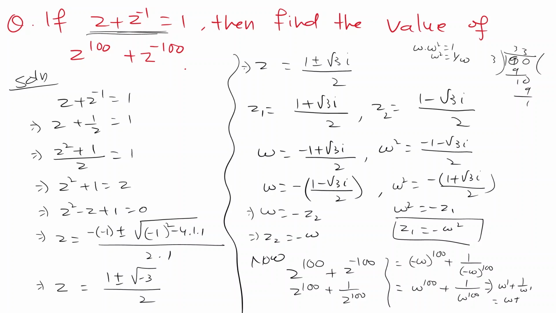So omega plus omega square, and omega plus omega square is nothing but minus 1. Why? Because 1 plus omega plus omega square is equal to 0. We know the properties. So omega plus omega square is equal to minus 1. So the final value of this expression is minus 1.